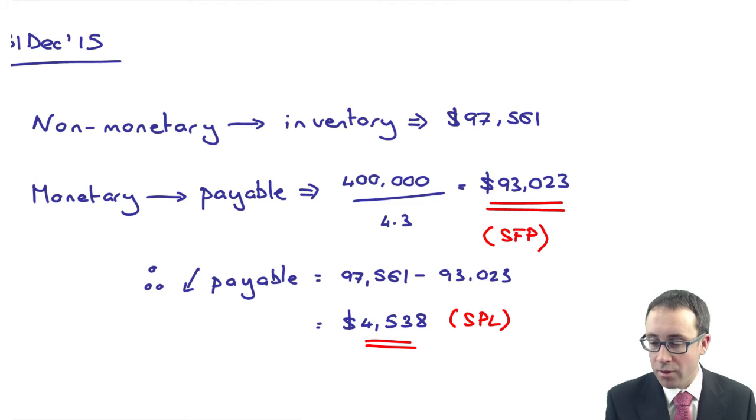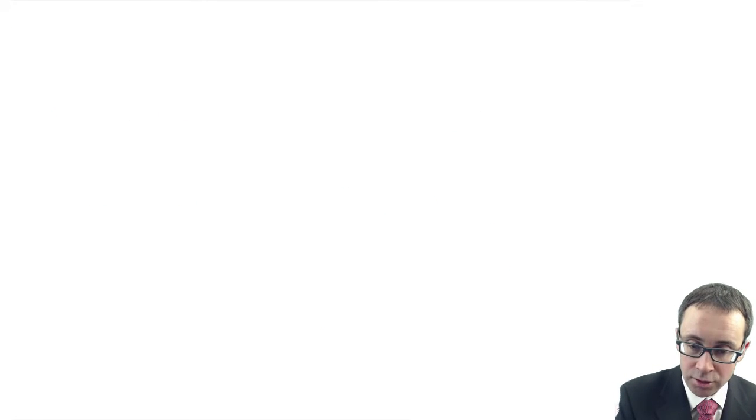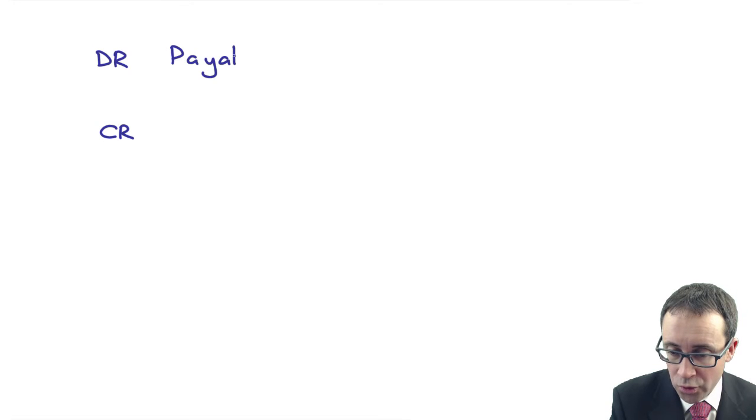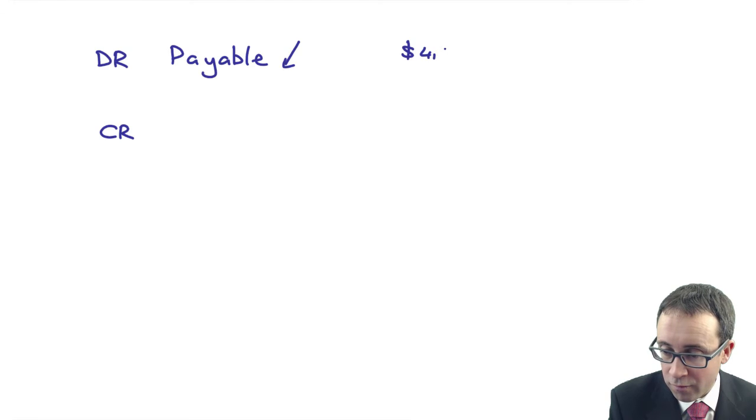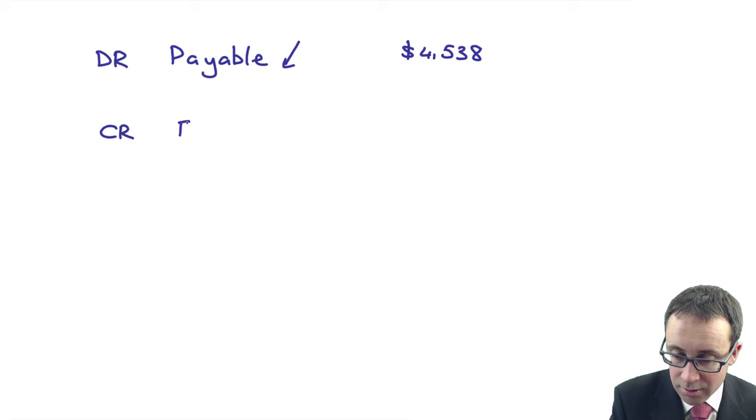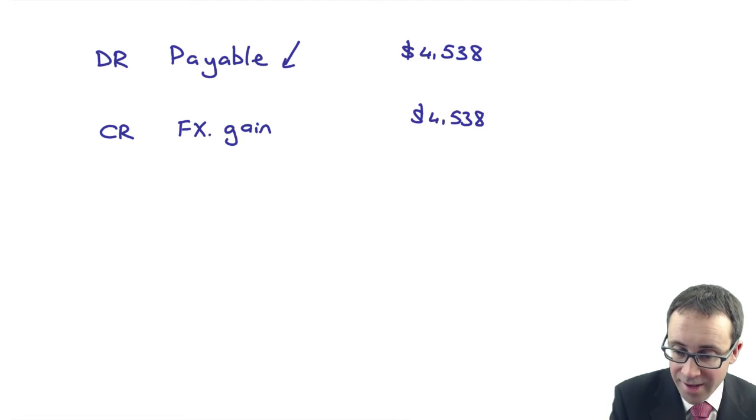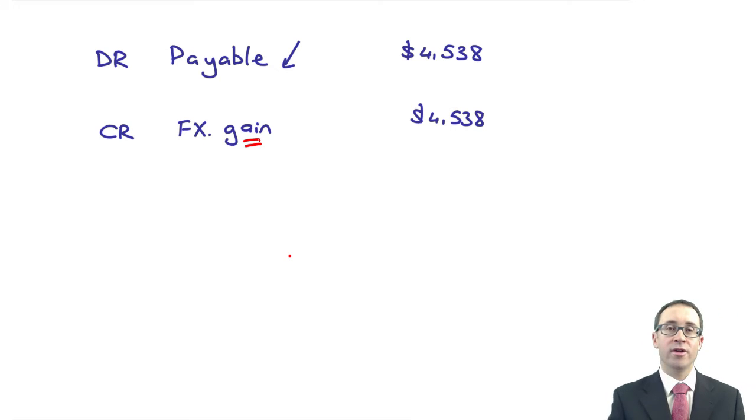You can determine whether it's a gain or a loss because, if you think about it, your payable is a credit balance. So to reduce a credit balance, you will debit your payable with the 4538, and therefore you credit your foreign exchange gain. Credits are good within profit or loss, so you have a gain of 4538.